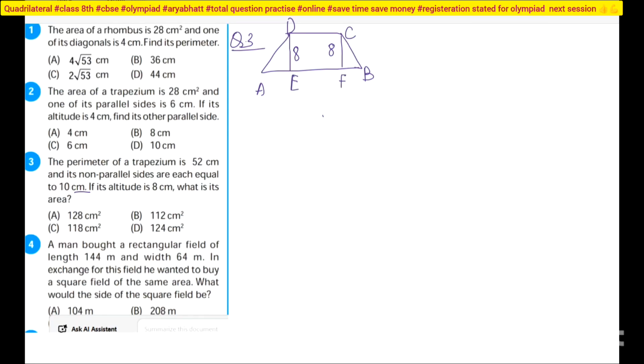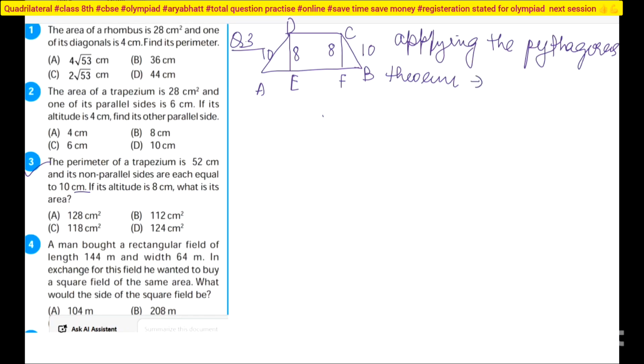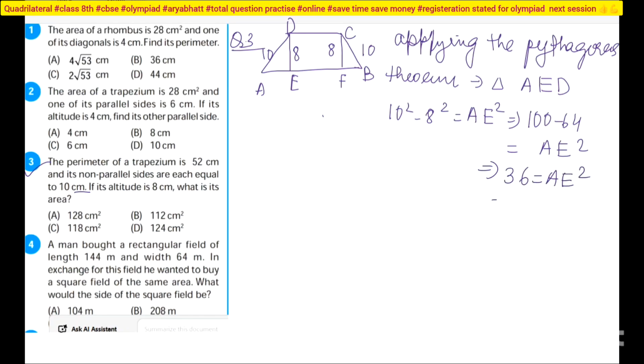Now what are the things they have given? Altitude is 8. Non-parallel sides each equal to 10. So applying the Pythagoras theorem, if these two triangles are the same, the values will be the same, so I am not proving it. Where should I apply the Pythagoras theorem? In triangle AED. So what I will get: 10 square minus 8 square is equal to AE square. This implies that 100 minus 64 is equal to AE square, so 36 is equal to AE square. So AE is equal to 6 centimeter.